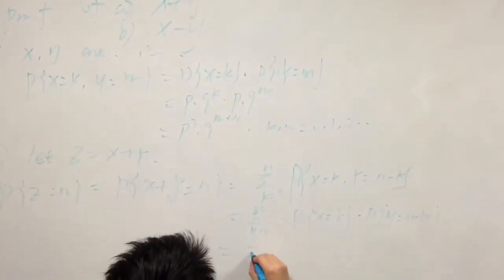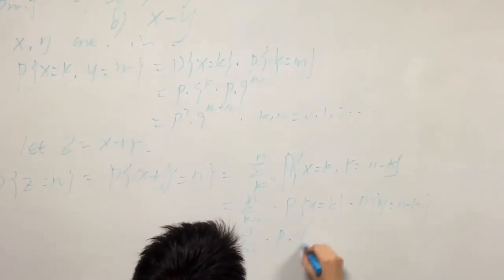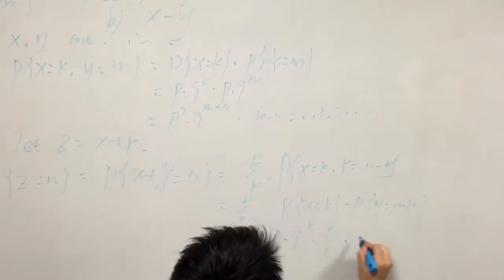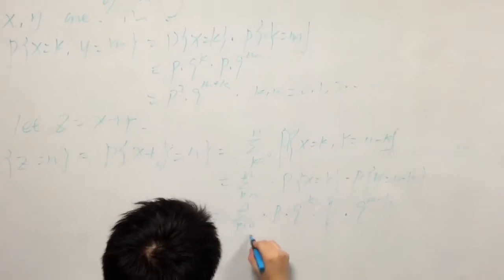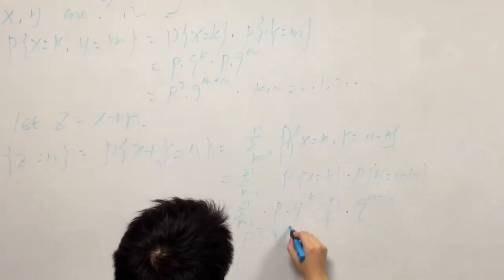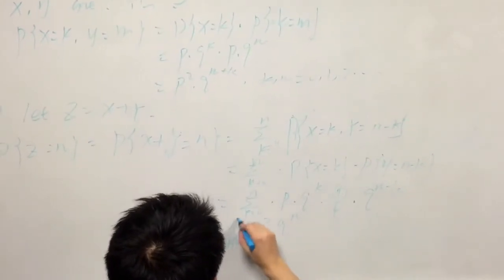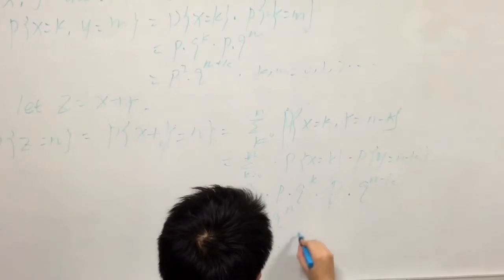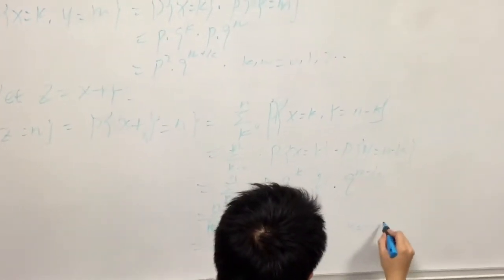Then we can get the sum over k from 0 to n of p times q to the k, times p times q to the n minus k. So it's p squared q to the power of n, times the sum over k from 0 to n. So that is n plus 1 times p squared q to the n, where n equals 0, 1, 2, up to infinity.